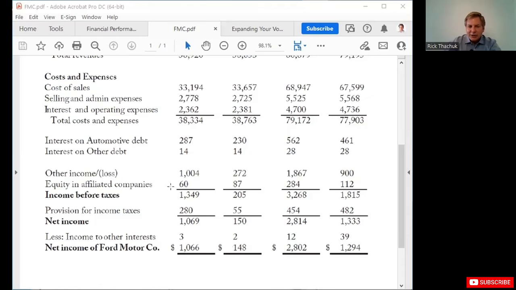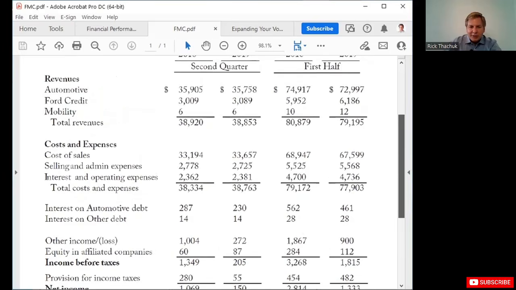Take a look at the change in other income from $1 billion to this. Well, that's about $732 million. So this change represents by far most of the change that we see here in the bottom line. It's approximately 3/4 of the change, or maybe even a little bit more than that.